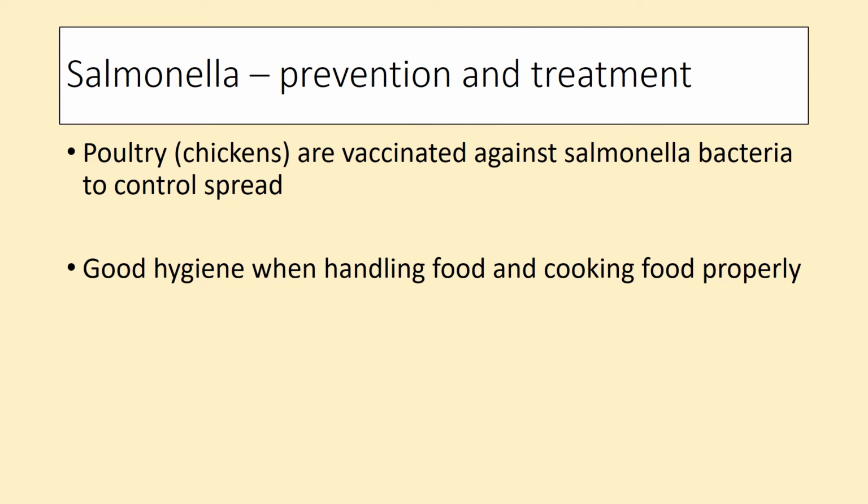Now we can prevent and treat people that have Salmonella in a number of ways. We can vaccinate chickens against the Salmonella bacteria, and that helps limit and reduce the spread of that bacteria. And again, to prevent food becoming contaminated, we can have good hygiene, washing hands, making sure certain foods don't mix, and making sure we cook the food properly to kill the bacteria on the food as well.